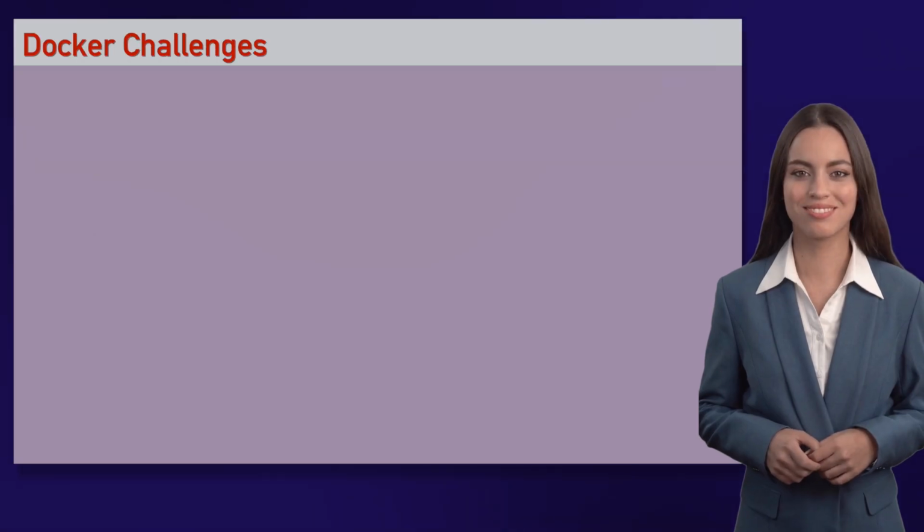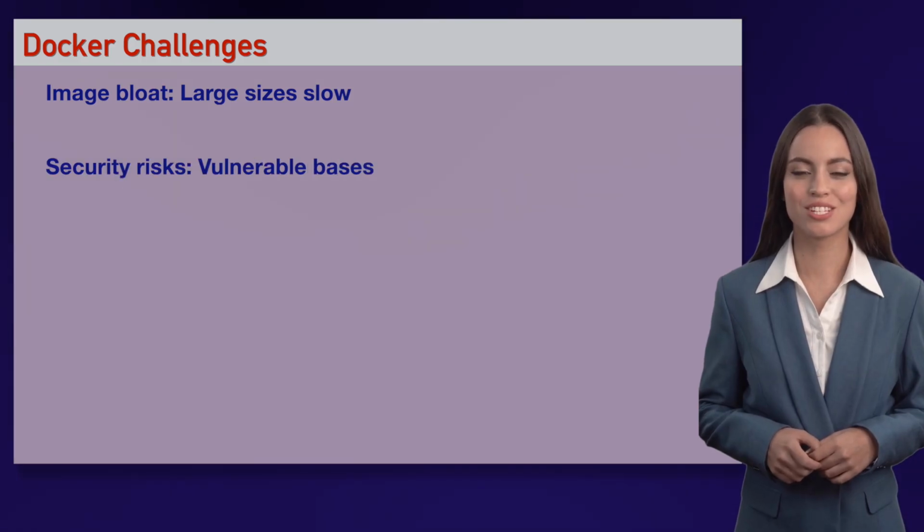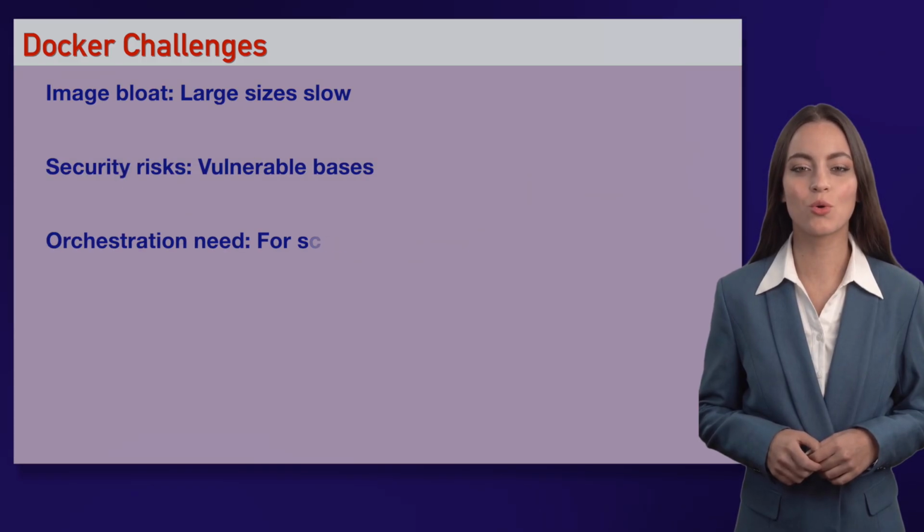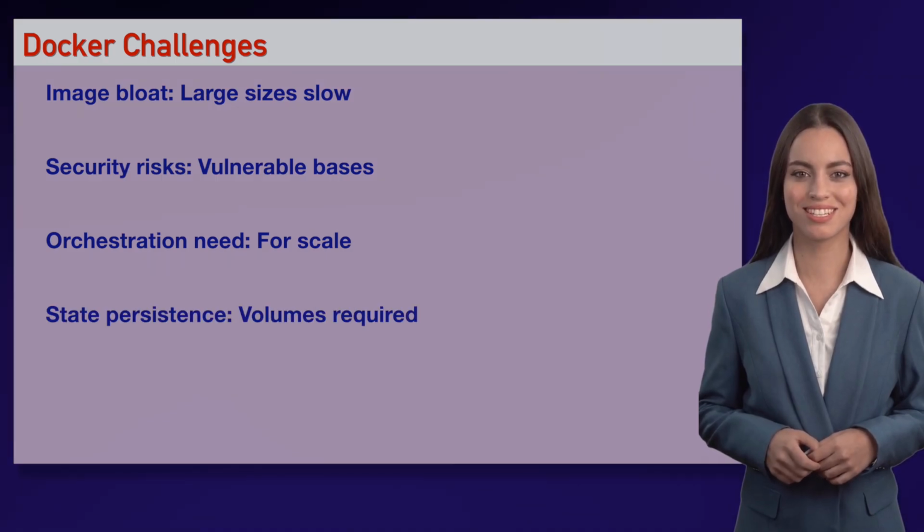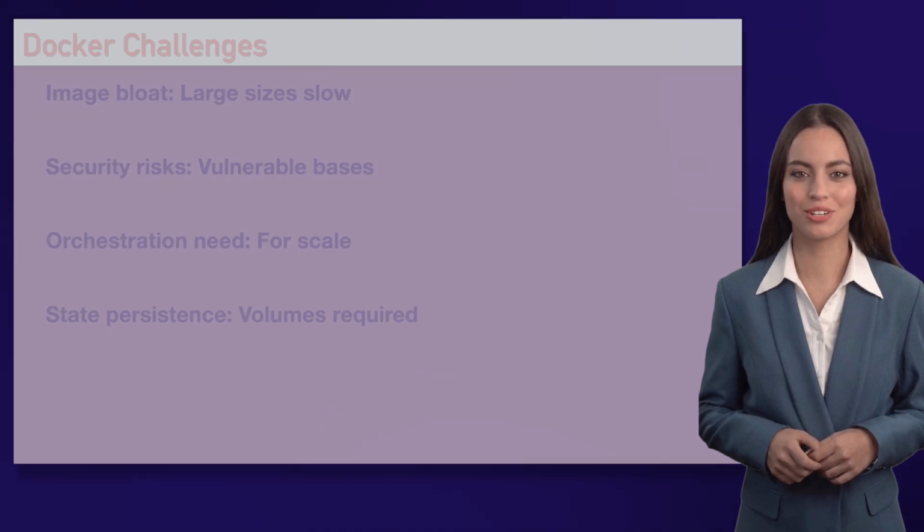Docker challenges. Image bloat from unnecessary layers slows pulls and starts. Optimize. Security risks in base images require scanning. For large-scale, orchestration like Kubernetes is needed. Persist state with volumes, as containers are ephemeral.